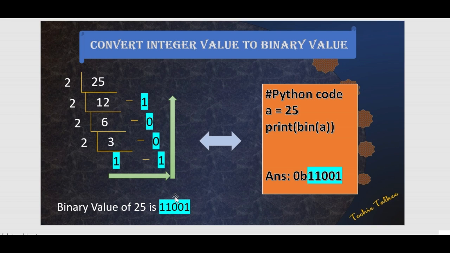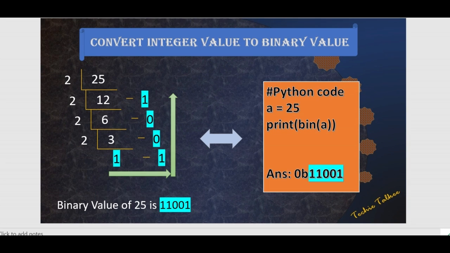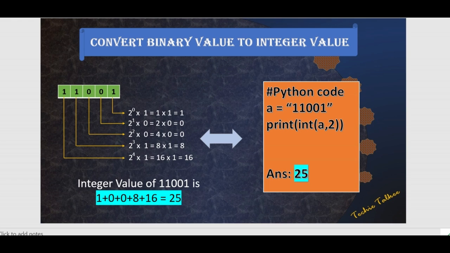We should also understand how to convert a binary number to an integer number. We know that the binary value of 25 is 11001. Let's consider the same example 11001 and we'll try to find out the integer value of it. So the way to do it is the last digit will be multiplied by 2 to the power 0. The previous digit will be multiplied by 2 to the power 1 and it keeps going.